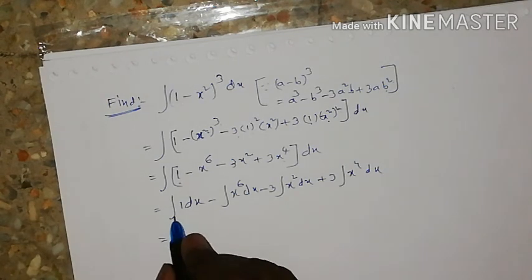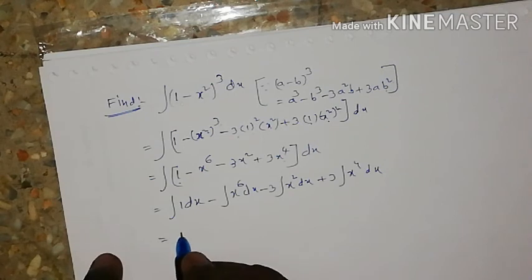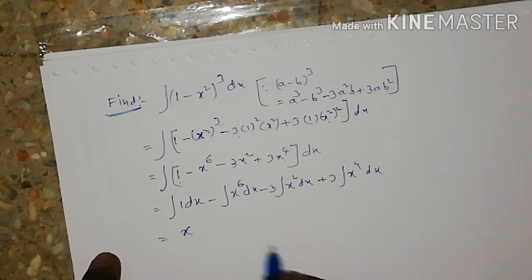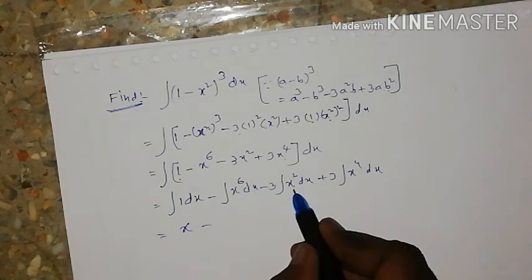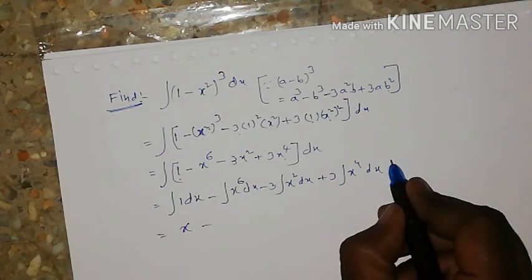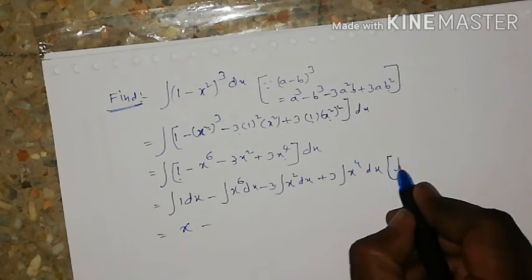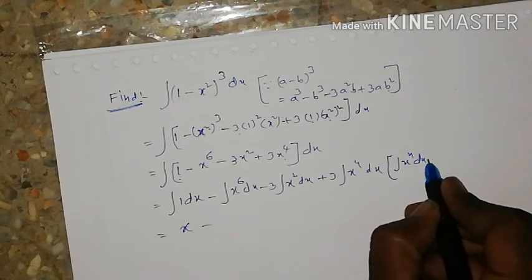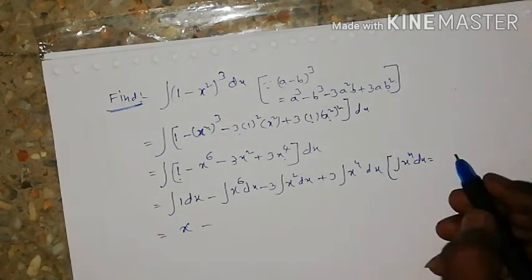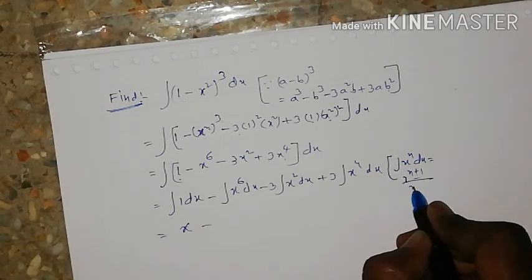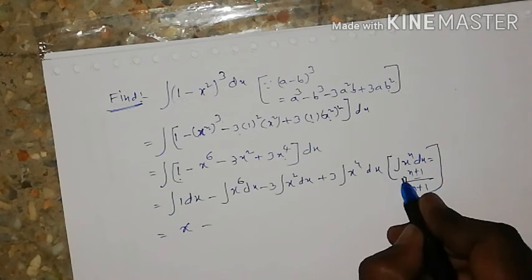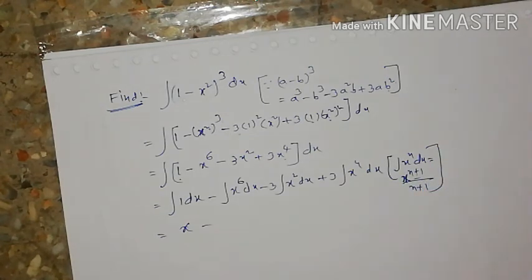What I said previously, integration of 1 dx is nothing but x. Next, it is in which form? Have you identified? Integration of x power 6, x power 2, x power 4. These three are in which form? Integration of x power n dx. Here I am writing the formula. Integration of x power n means x power n plus 1 by n plus 1.